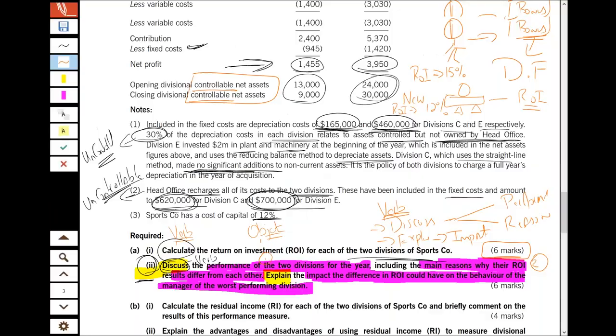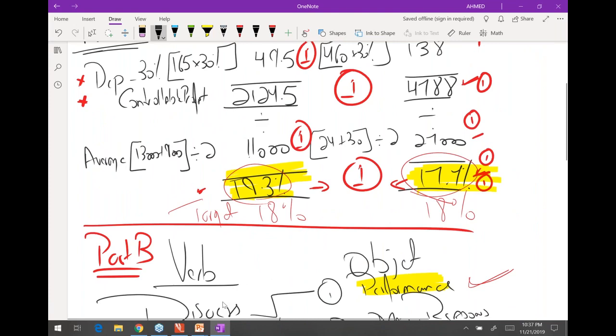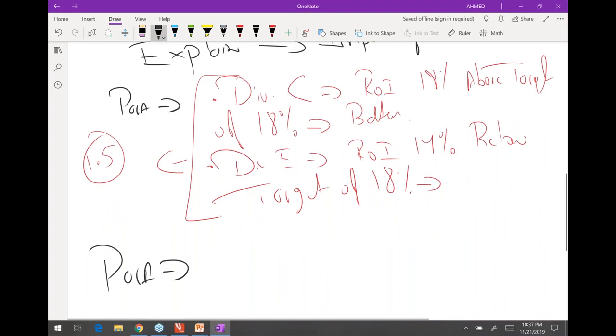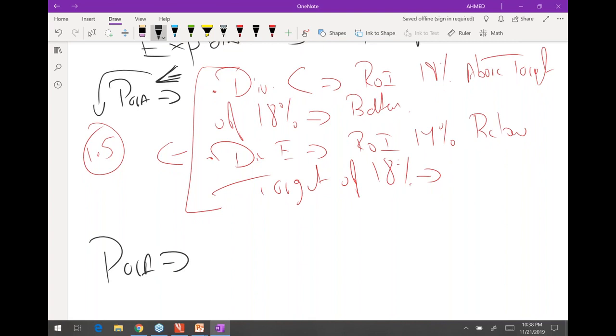Reasons why ROI is different. Okay, let's discuss why ROI is different. The ROI of C is 19 and the ROI of this is 17.7. Until and unless you answer each and every object, you will not be awarded marks, I'm telling you. If you waste time explaining too much of this part, you will just be given 1.5 marks, maximum 2 marks. Even if you explain so good, you won't get marks.